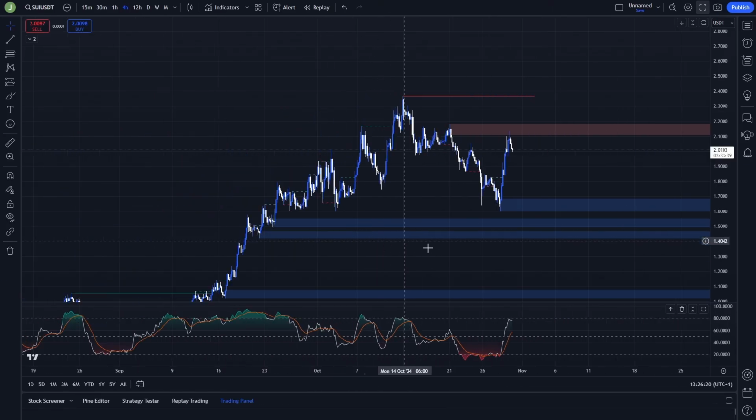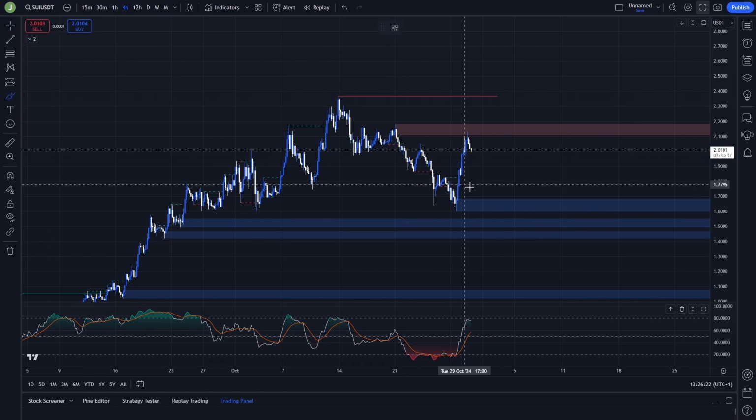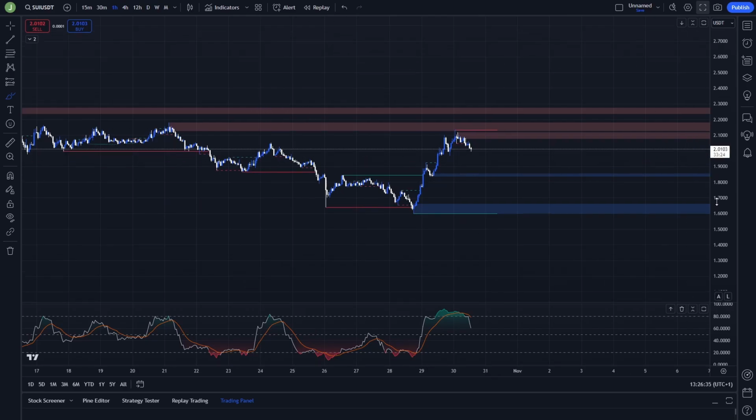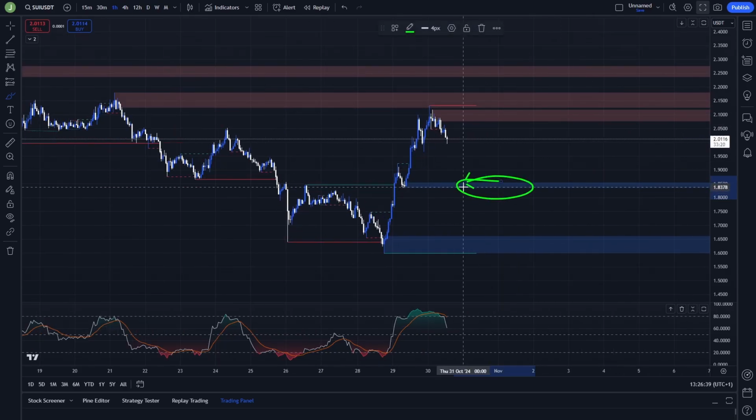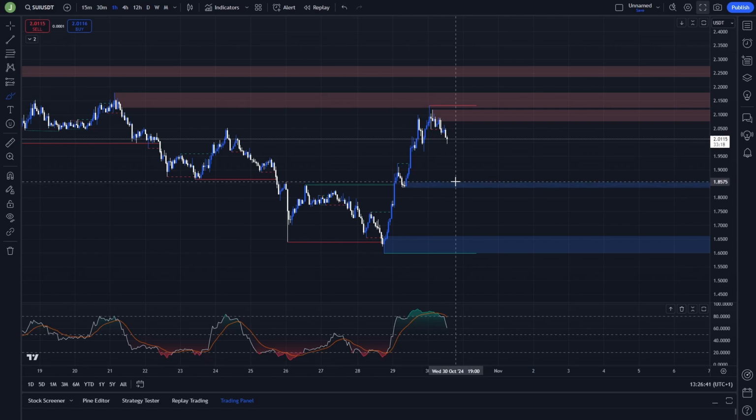Another entry will be possible in case of a retest of this bullish order block, which is between levels 1.68 and 1.59, but in my opinion there is right now actually not that high a probability that we are going to retest this area. But if we take a look at the 1-hour chart, we have here a new bullish order block, which is between levels 1.857 and 1.836.